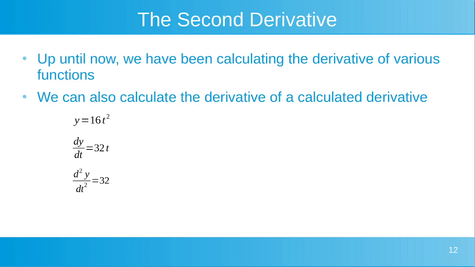Well, we can also calculate the derivative of dy/dt. And that's expressed in the line below as d^2y/dt^2. And we evaluate that using the constant multiple rule and the power rule, and we get that it's equal to 32. So our dy/dt was our rate of change of y with respect to t, and our d^2y/dt^2 is our rate of change of our rate of change.